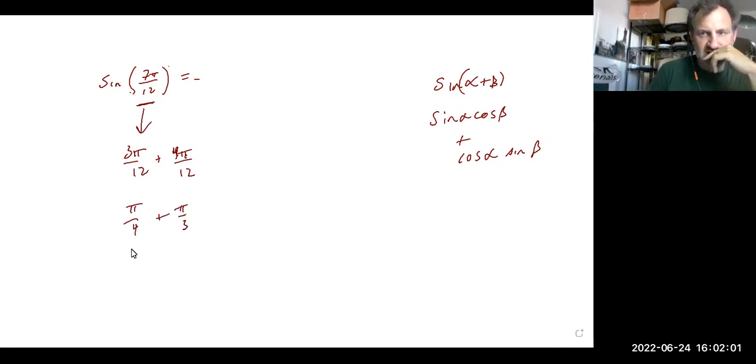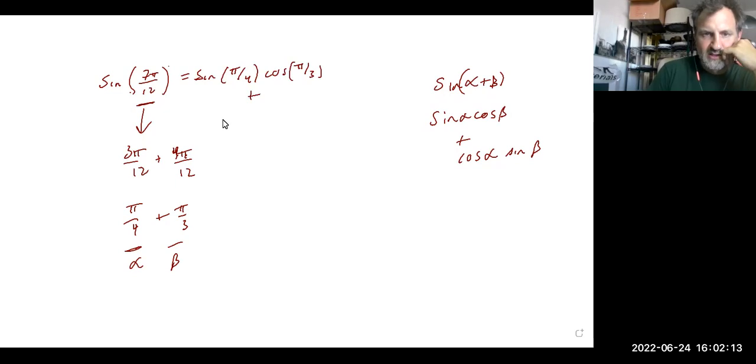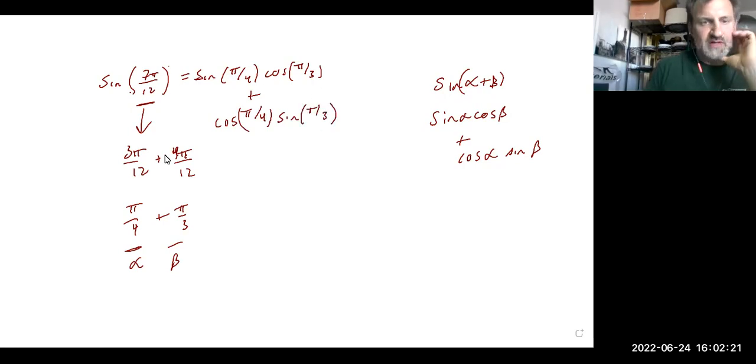So this is going to be my alpha. This is going to be my beta. So here we go. Sine alpha, sine of pi-fourths, cosine of pi-thirds, plus cosine of pi-fourths, and sine of pi-thirds. Notice that it really doesn't matter because if I switch the order of these, I would still end up with the same expression. So let's take a look.